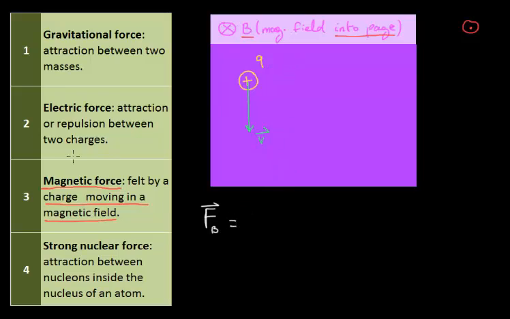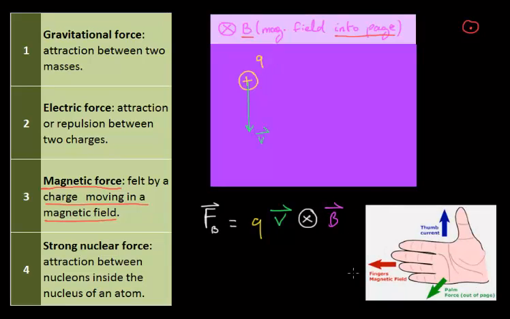And the formula is as follows. The vector for the magnetic force is equal to the amount of charge q times the cross product of the velocity vector and the magnetic field vector. So q v cross B. Now first, how do we find the direction of a cross product? Well, we use something called the right-hand rule, where the thumb points in the direction of the first vector, the fingers in the second vector, and the palm will point the direction of the vector we're trying to find, the result of the cross product.